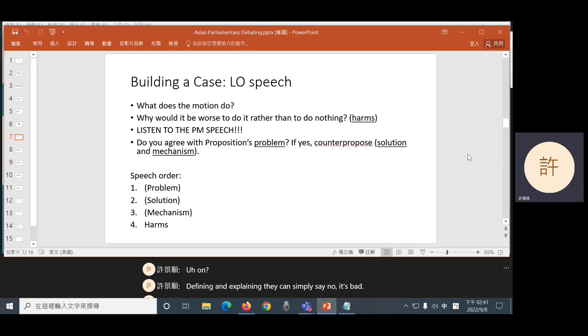So, homework. For the motion, this house would abolish PE class, please prepare to put together an LO speech. And next class, I will give the PM speech and you will give an LO speech to reply to me. That make sense?